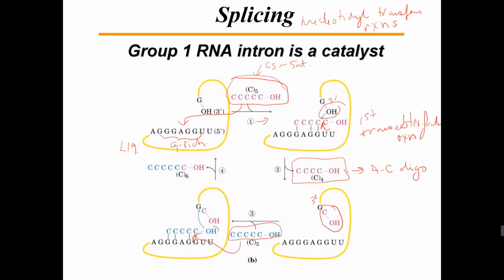the 3' hydroxyl on that new oligo C will then attack the 3' end of the intron and incorporate that C that's in the intron into the original oligo 5C and create one that is now in length with 6 C's and having released the oligo with 4 C's. Okay, the intron basically acts as a catalyst.